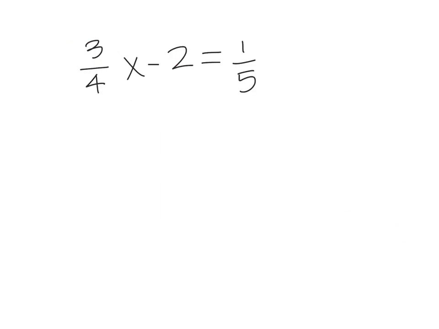Now let's look at another example with a fraction. Here I have 3/4 x minus 2 equals 1/5. Okay, just as we did before, we're going to start out by undoing addition and subtraction.